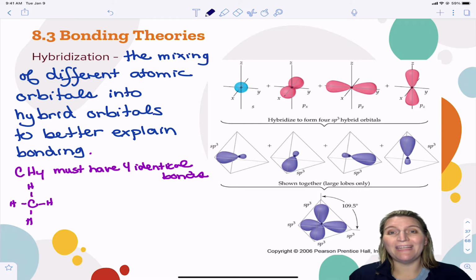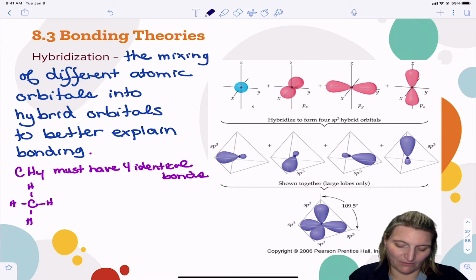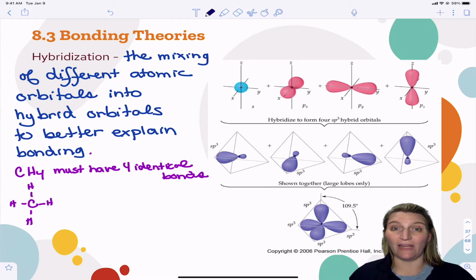Hello. So the next topic that we will discuss is hybridization. You can copy down the definition for hybridization there, but it's probably not going to make much sense until I explain it a little bit more. The best way to explain hybridization is to use the example down here of the molecule CH4.